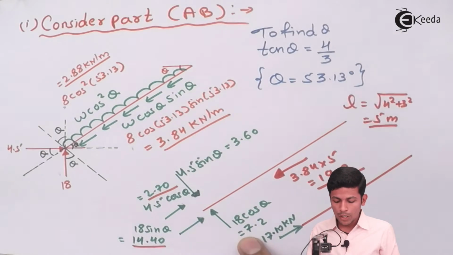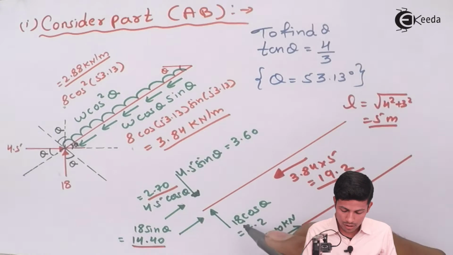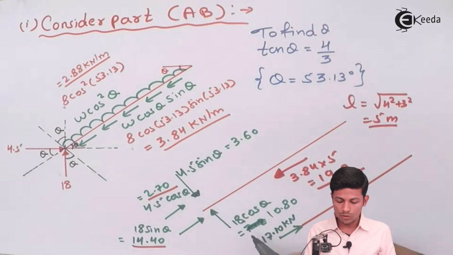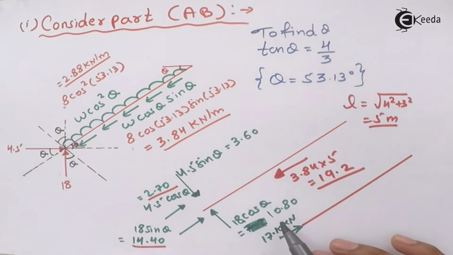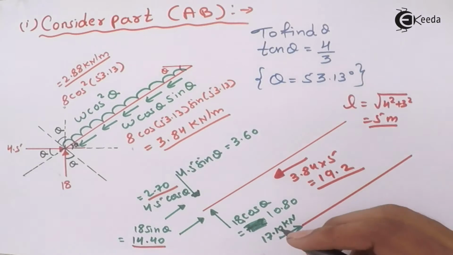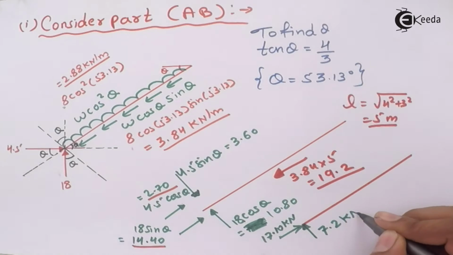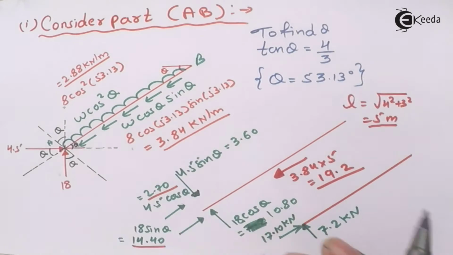Now see, this 7.2 is going up and this 6.3 is going down. So this 18 cos theta, this value will be 10.80. Now see, 10.80 is going up and this 3.60 is down, so 10.80 minus 3.60 will come over here 7.2 kilonewton. Now we want only these two values, only these two values.